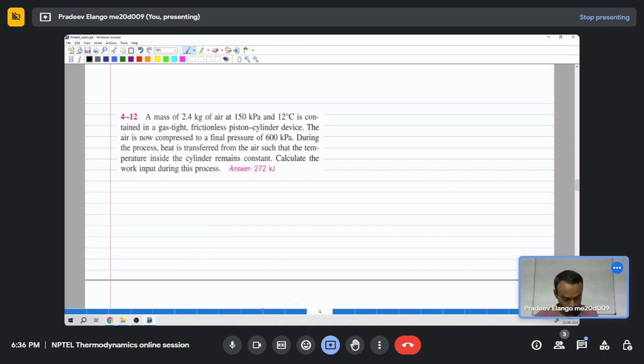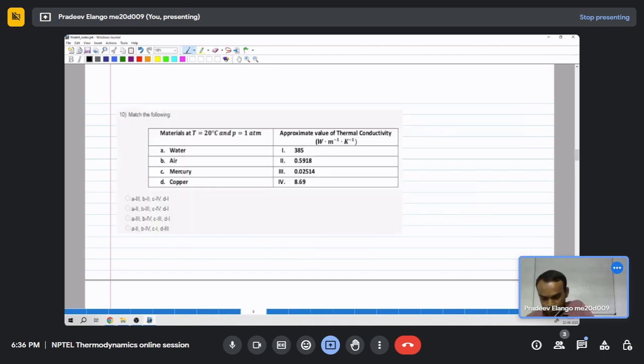Okay, we can move to the next question. We have to match the table. So the thermal conductivity of water, air, mercury and copper are given. The copper value should be 385. So D1 we have 3 options. Air should be the lowest, so B should be with 3. So this should be the option.